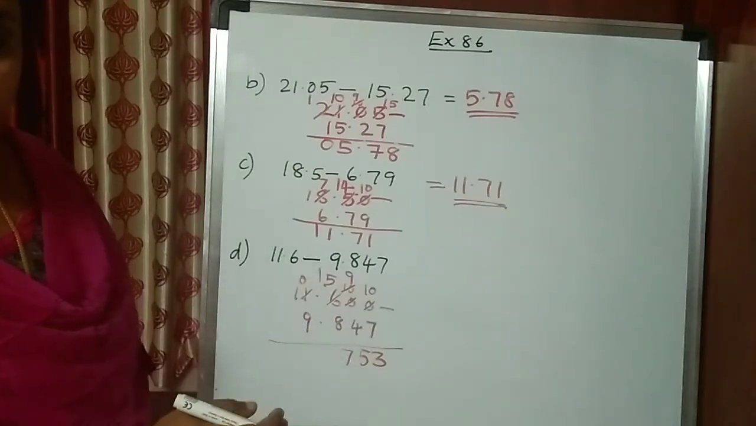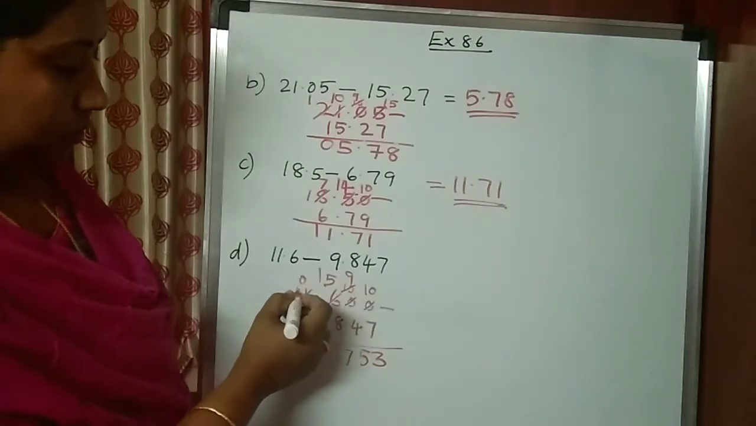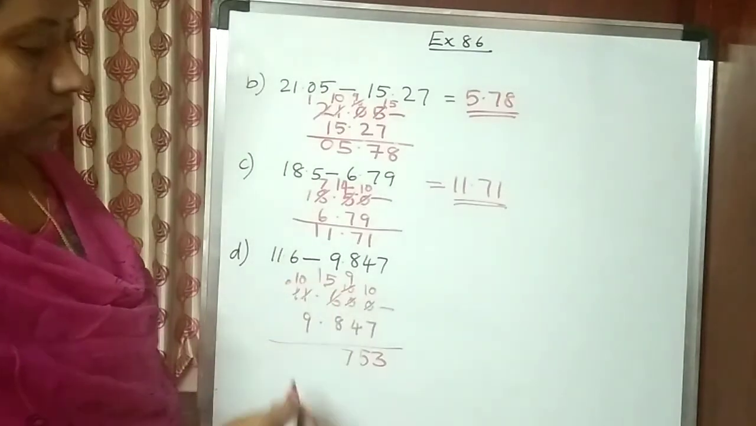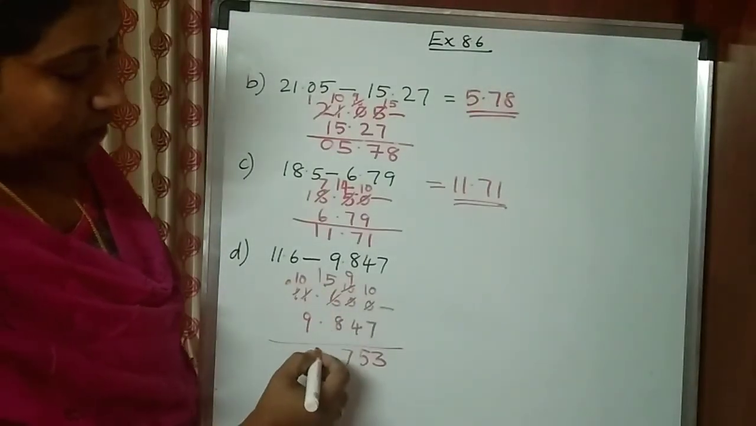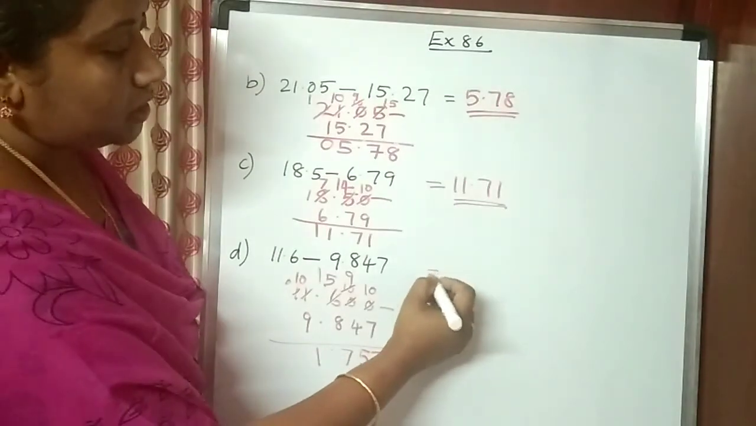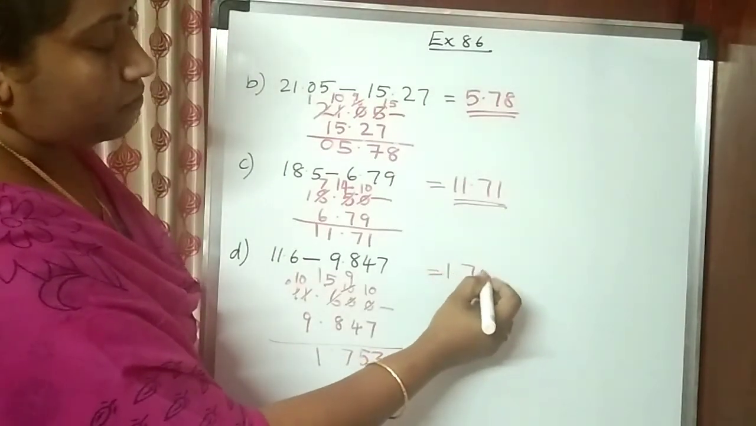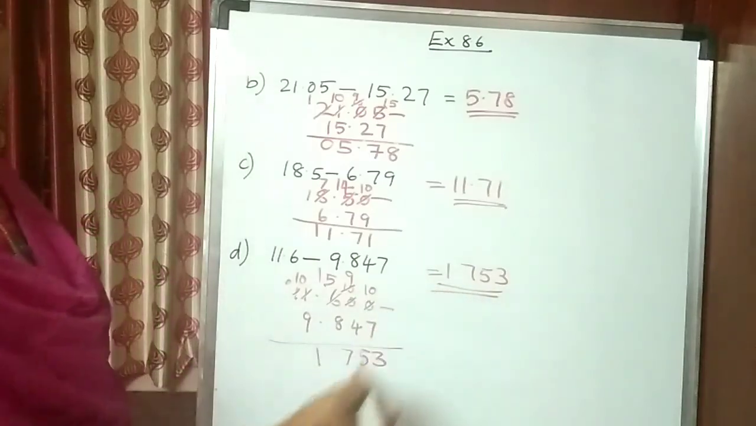Again 0 minus 9 is possible? Not possible. So here you borrow. This 0 becomes 10. 10 minus 9 is 1. So what is your answer? 1.753 is your answer. Okay.